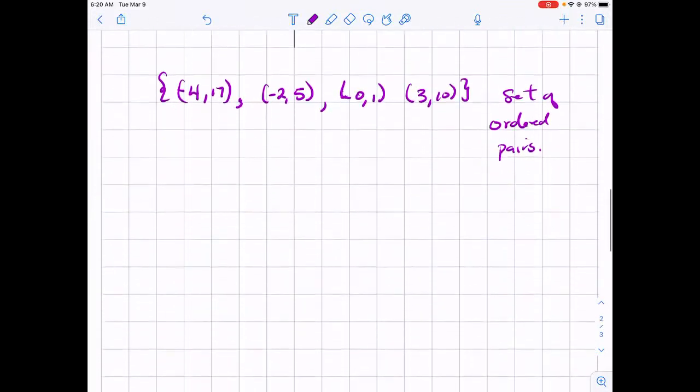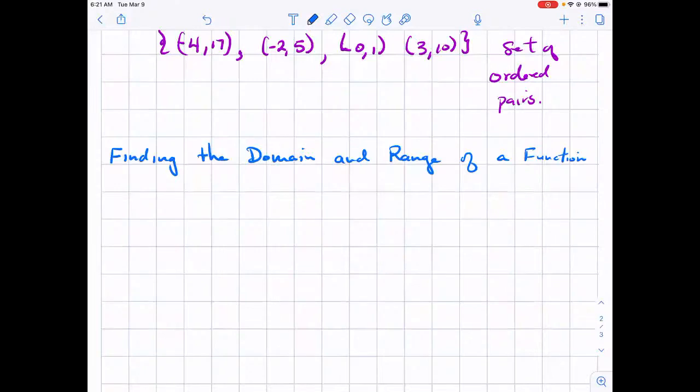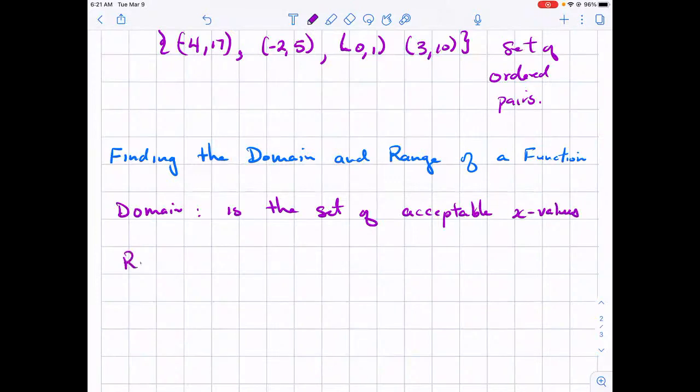Now also what we want to look at is how do you find the domain and range of a function? As a reminder, right, when we speak of domain, domain is the set of acceptable x values. And the range, keep in mind we say a set, right? It's a collection of numbers, and that's why we write it as an interval.